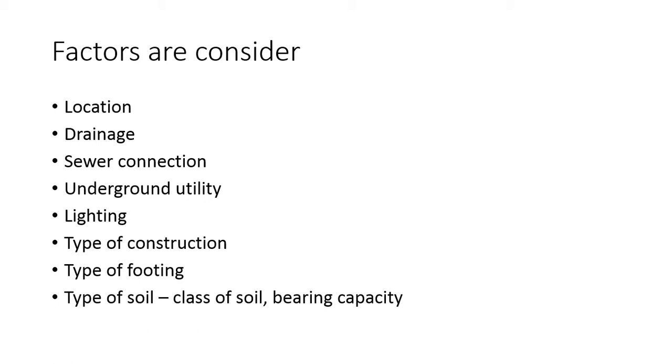Utility: sometimes a utility is passing through the chosen site or area. For example, it could be a PE pipe or HDPE pipe that supplies water to the surroundings, as you saw on the screen earlier, perhaps supplying water to the tennis court or a play field located nearby. Lighting: how are we going to connect electricity from the meter to that toilet block?